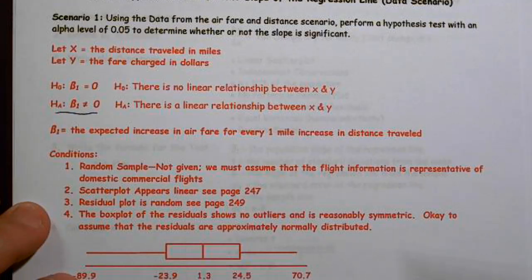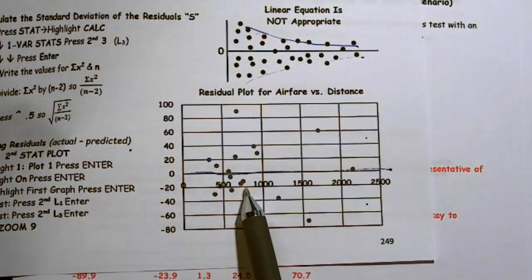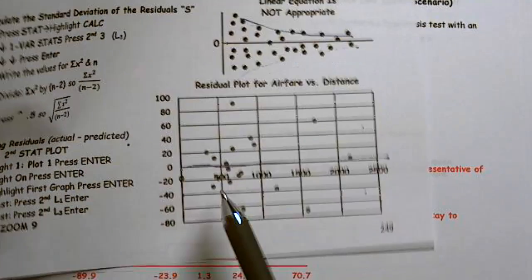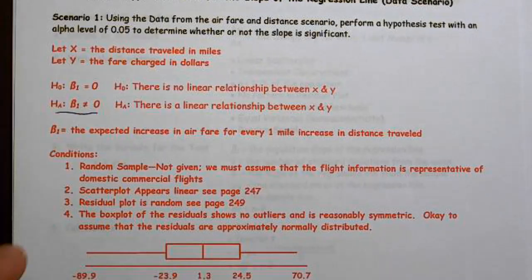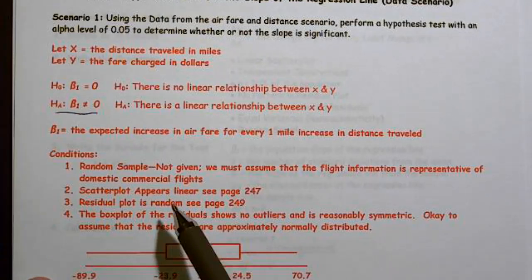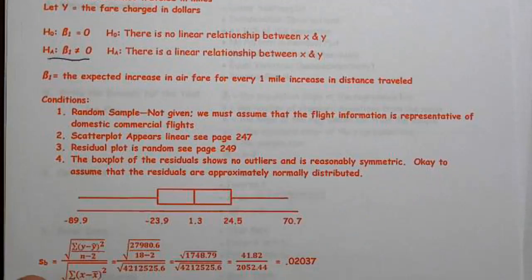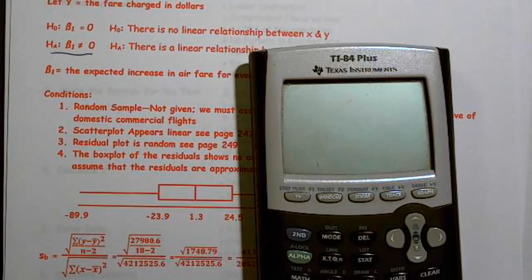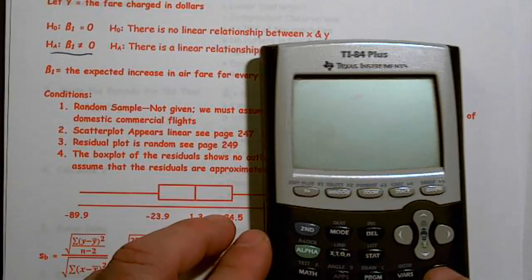Residual plot must be random. And we looked at that a moment ago when we said, here's our residual plot for this one, which we've already done in a previous video. If you need to, you can go back and see that video. The box plot of the residuals shows no outliers and is reasonably symmetric. So basically, I would need to calculate my outliers, calculate my residuals, and real quickly, we'll do that.